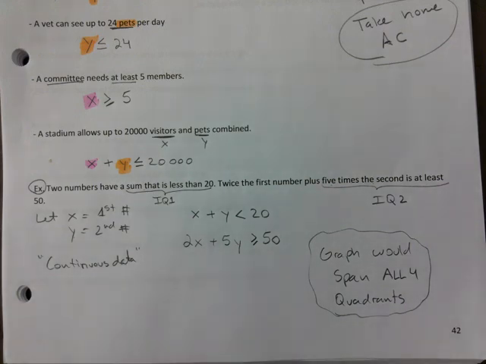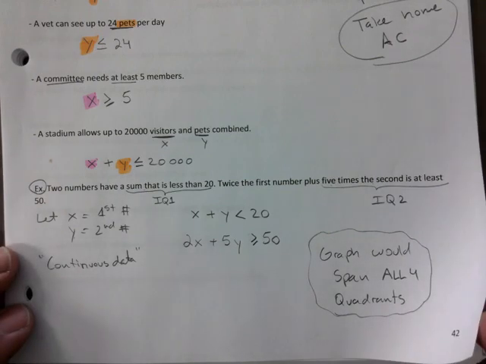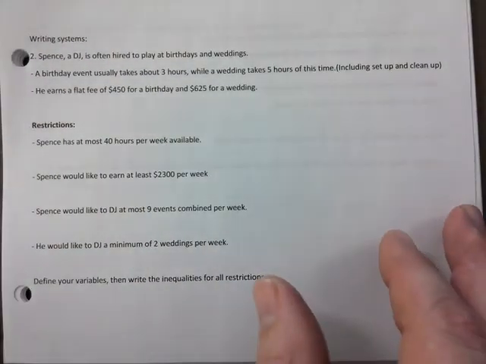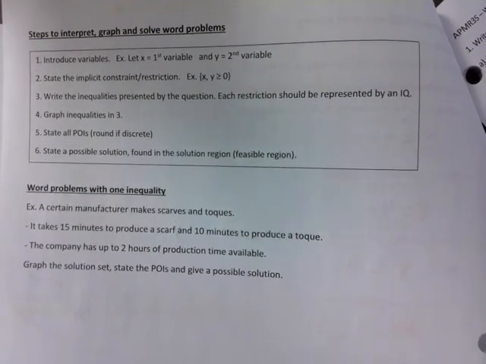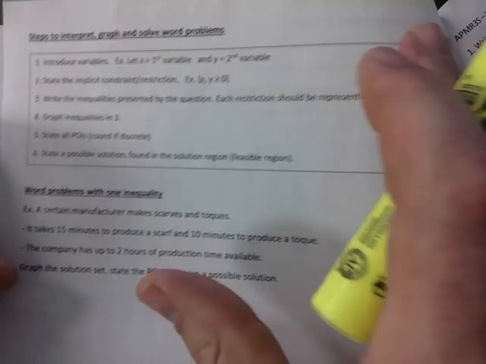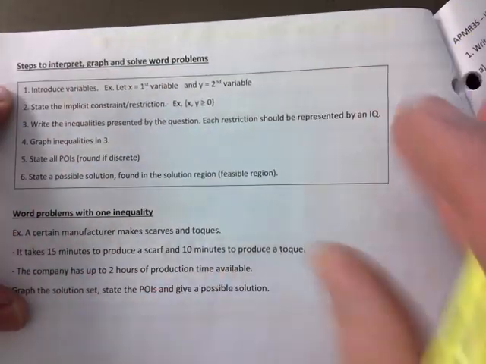All right. Let's jump into a scenario where you have a word problem and you're going to develop a system of inequalities. Let's go to 43. And here are the steps that are pretty much universal across the board in this unit. Okay. Steps to interpret, graph, then solve word problems, right?